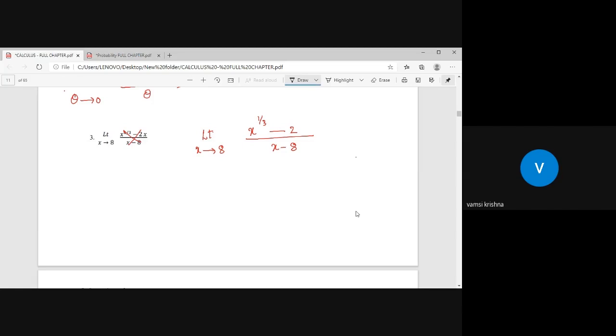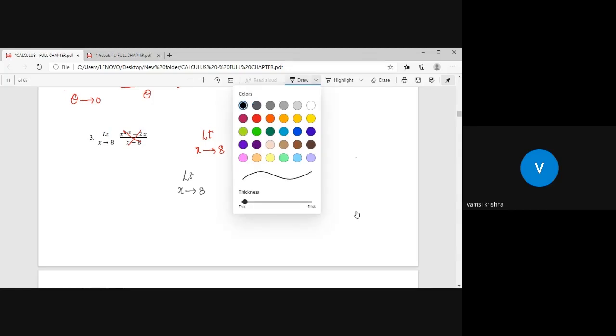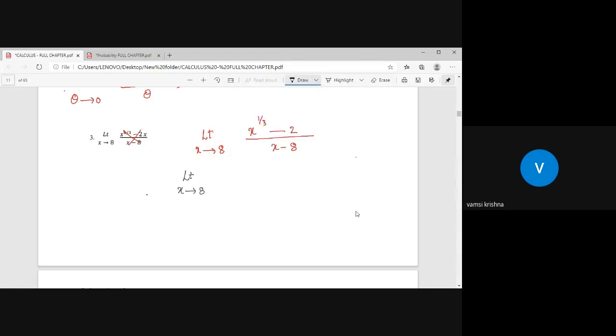Yes, sir. Let's see the solution. Limit x tends to 8. It's very light, let me change the color. Okay. X tends to 8, x power 1 by 3 minus 2. 2 can be written as 8 power 1 by 3. If you didn't get the idea, at least you see that 8 in the denominator. When you see this 8, try to write this 2 also in powers of 8. Then you will get the formula.